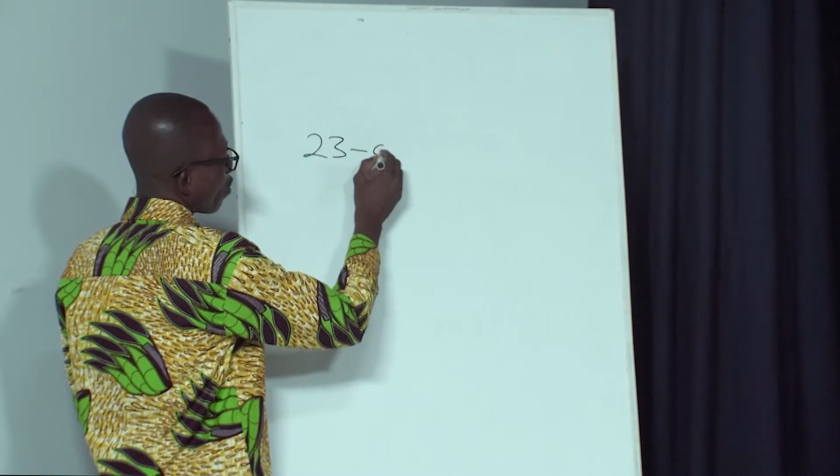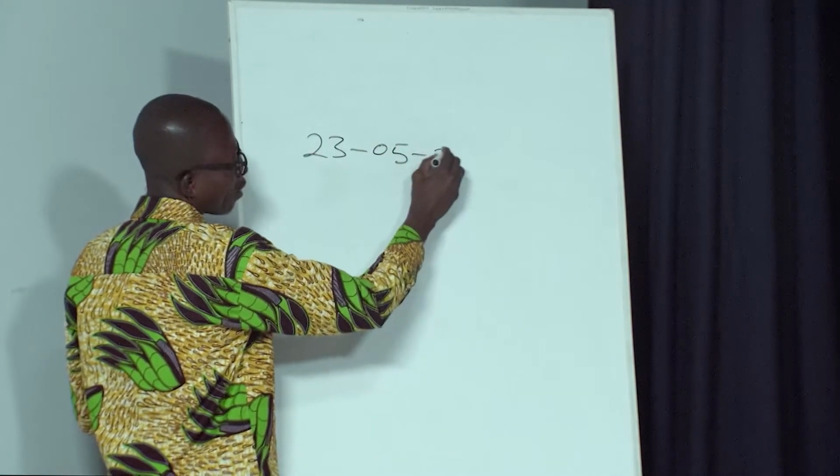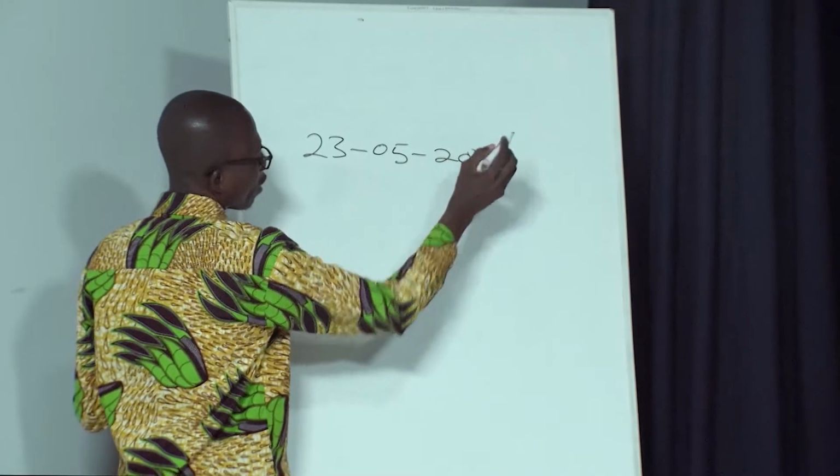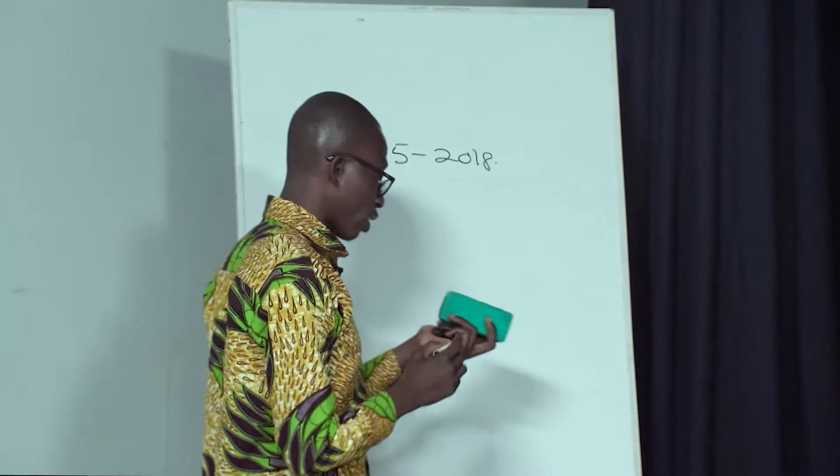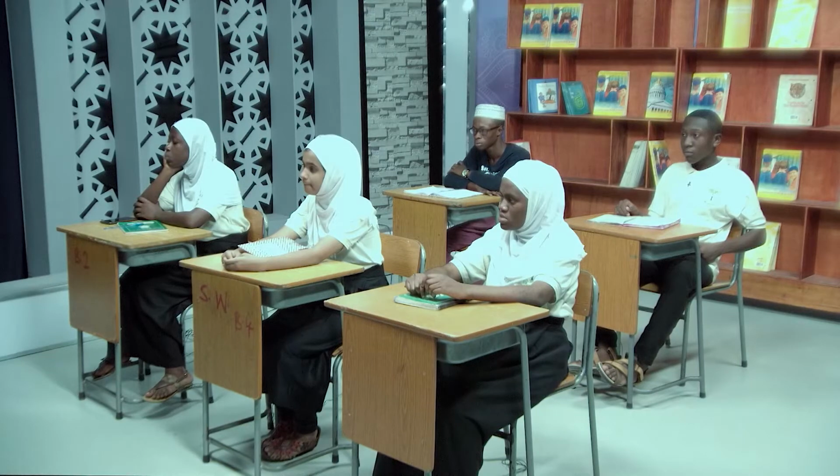23rd May 2018. You can write it like this. It is accepted. There's nothing wrong with that. They are all forms of dates that we have. Good.